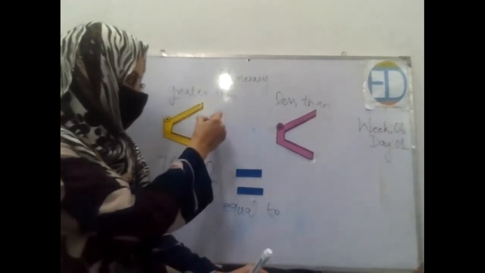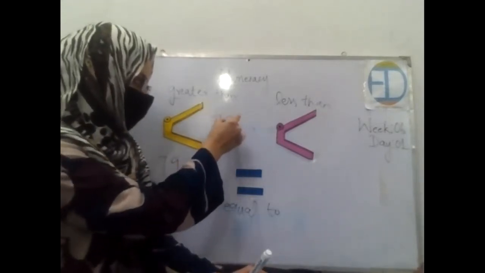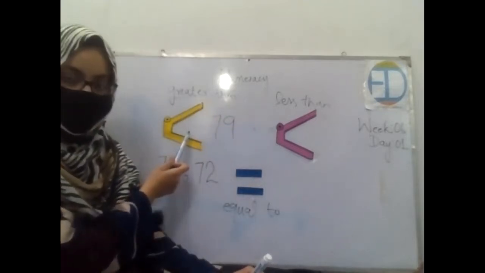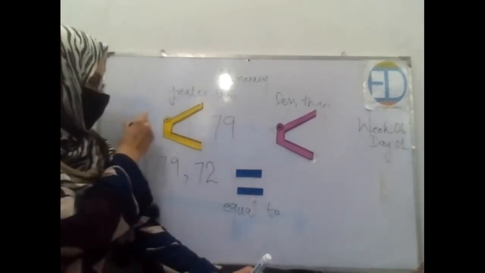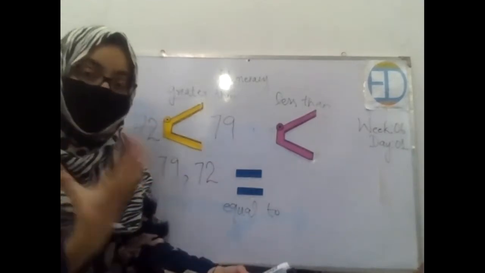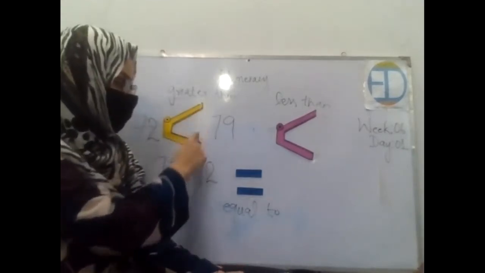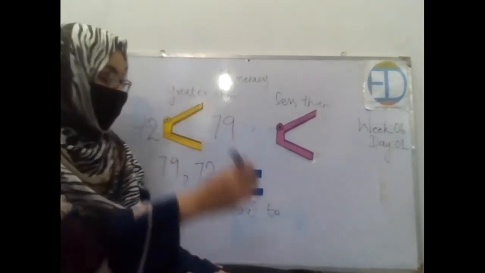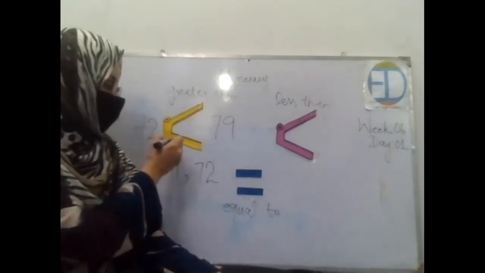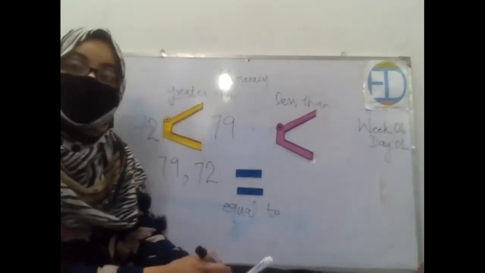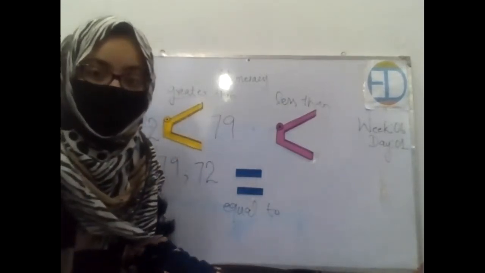The number which is greater is written over there. 79 is greater than 72. Got it? Because 79 is greater, the open side of the crocodile mouth would be toward 79. And because 72 is a small number, this closed side, this corner, would be toward 72. Got it? Okay.